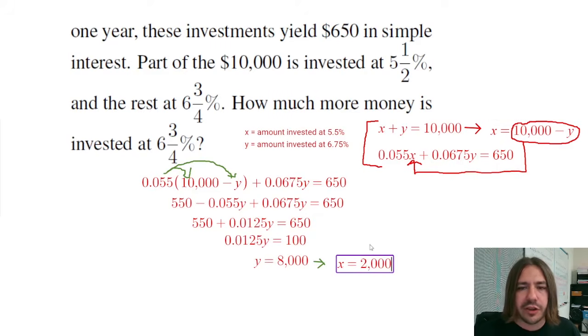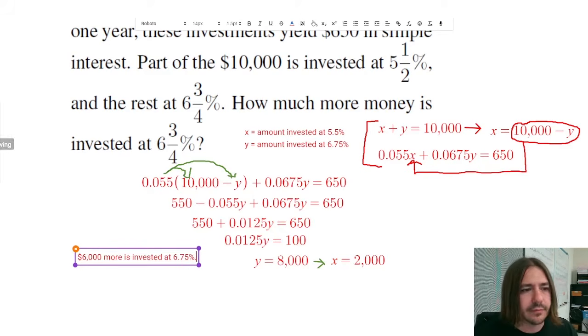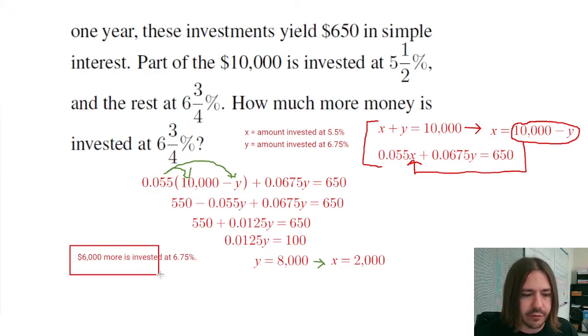So to answer the question here, how much more money is invested at the 6.75%? And that's going to be a total of $6,000. $6,000 more is invested at 6.75%. And that's our answer for number 7.